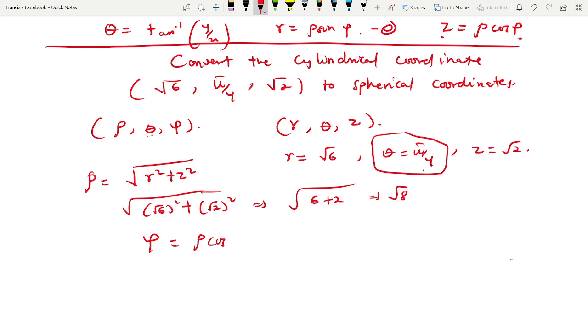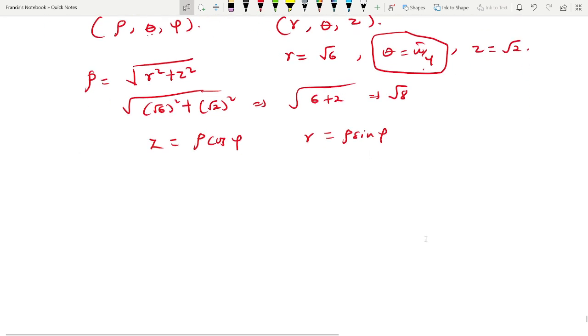I need my phi. So my z is rho cos phi. You can use that to find it, or else, you have either z equals rho cos phi, or you can also say that your r is equal to rho sin phi. Any of them should give you the right answer.